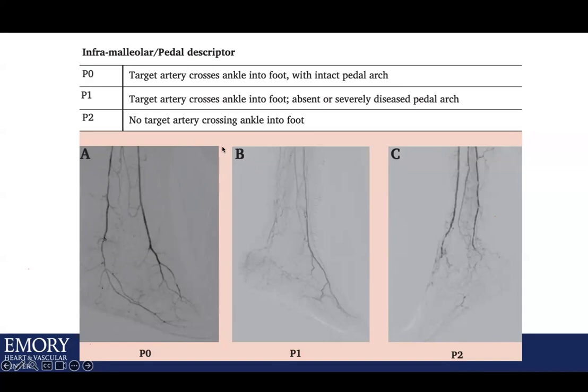There's complete loss of the vessels below the foot. While P1, there is one vessel supplying the foot, dorsalis pedis, but the posterior tibial is not. While P0, both vessels are still intact.